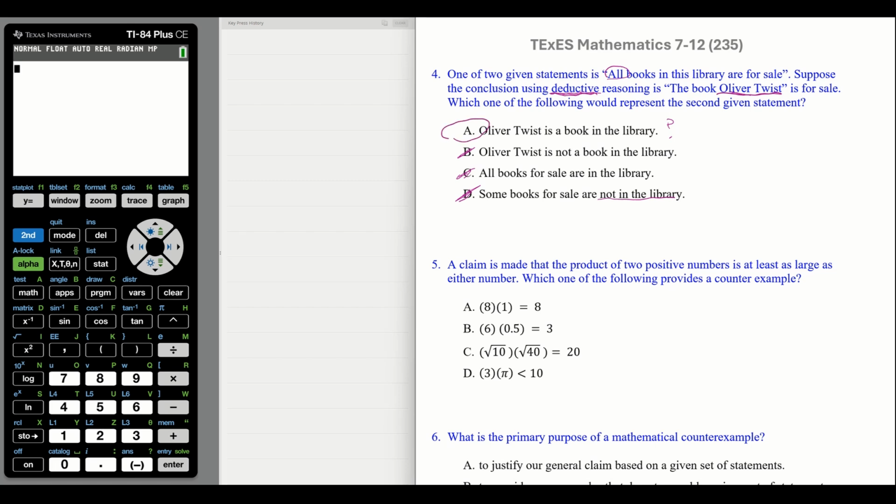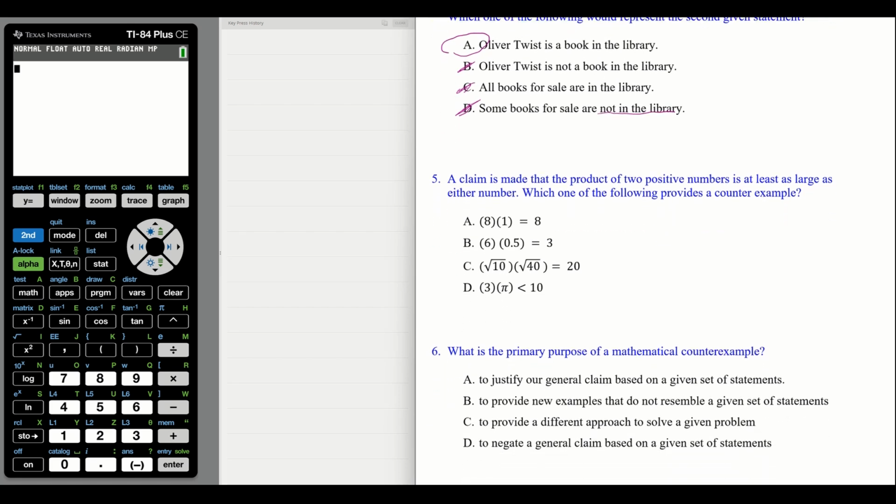All right. This one does, though. It connects everything together and starts from general to specific. All books in the library are for sale. Oliver Twist is a book in the library. The book Oliver Twist is for sale. Why is it for sale? Because it's in the library. Makes sense to me. But you also have to remember your deductive, which made a couple of the statements actually invalid.